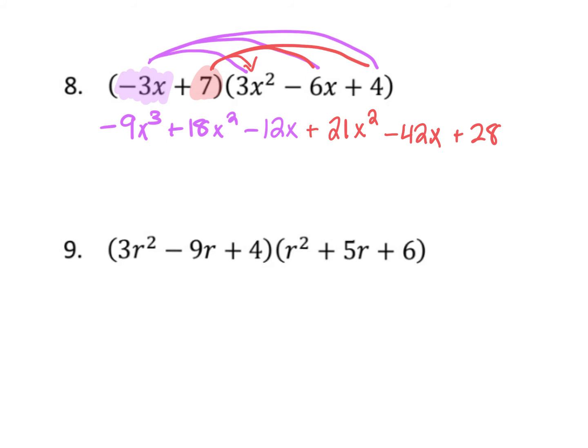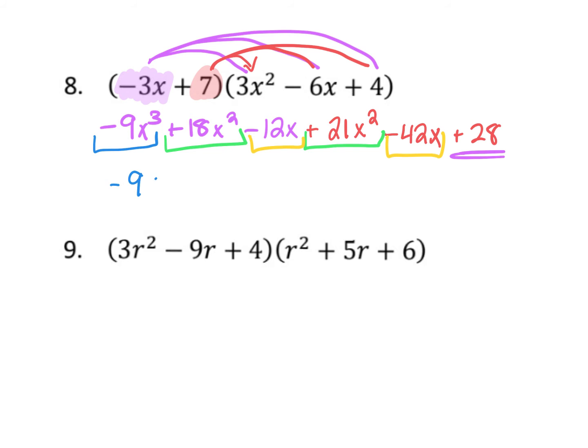So now we're going to combine any like terms. So we have negative 9x to the 3rd. That's the only thing with x to the 3rd, so it's by itself. You have an 18x squared, a 21x squared. You have a negative 12 and a negative 42. And then you have a sad little 28 on the end.